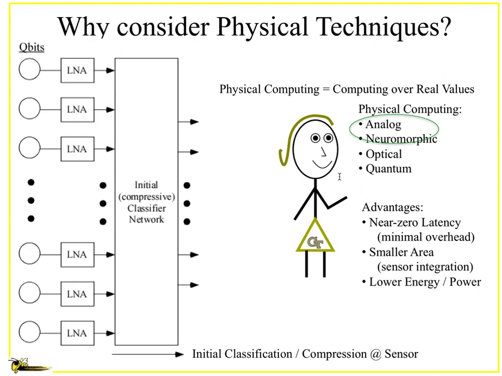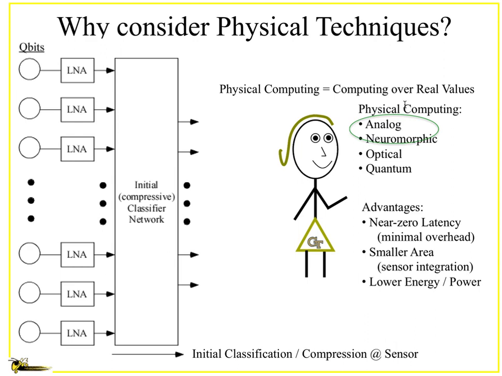Small area means I can put them right with the sensors, almost no latency, so I don't really have to worry about that overhead. And this is what we typically would talk about in terms of physical computing. And when I mean physical computing, it is at one level computing over real values. And we can talk about different examples of it. Analog would be in that place.